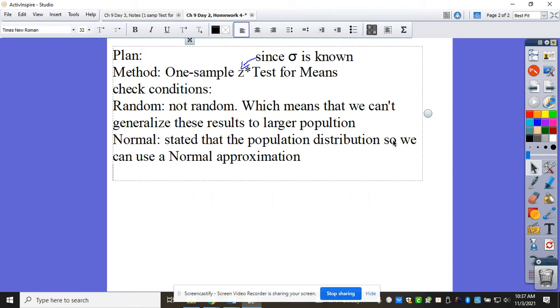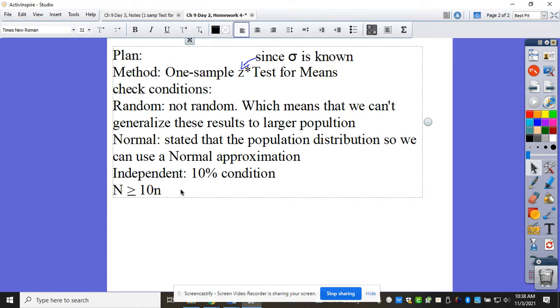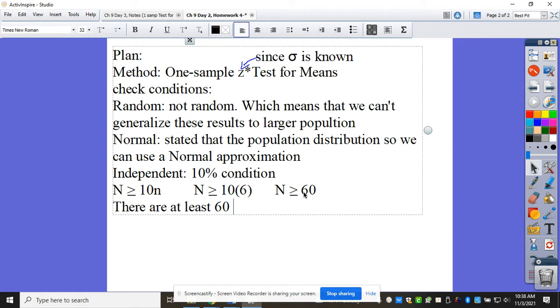What's my last condition? Which is the 10% condition. What's in here? Okay, so what could I write about? They're at least 60 what? I said they're at least 60 weeks of BPM data. At least 60 what? Weeks of heart rate data.